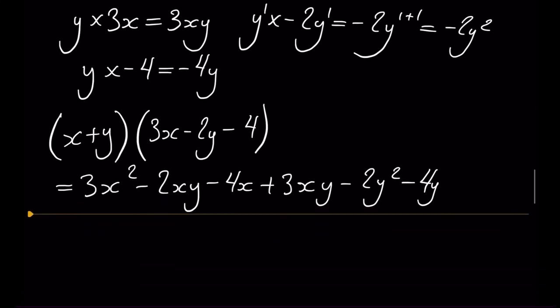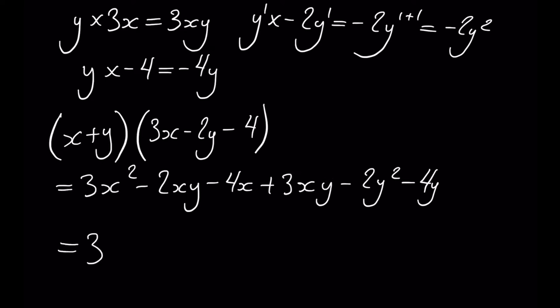Okay. We can simplify this further because the coefficients minus 2 and plus 3 are multiplied by the same variables. So this can simplify to 3x squared plus xy minus 4x minus 2y squared minus 4y.